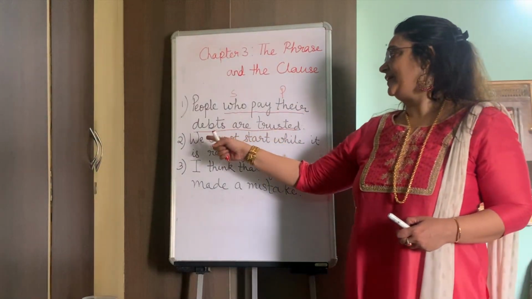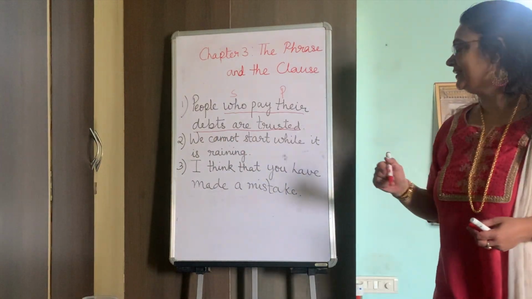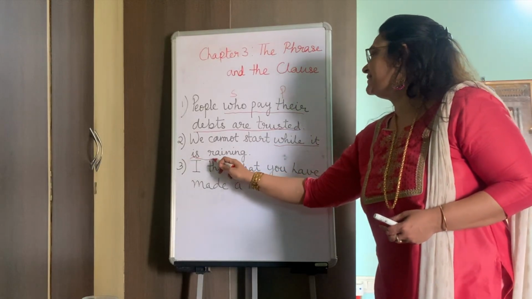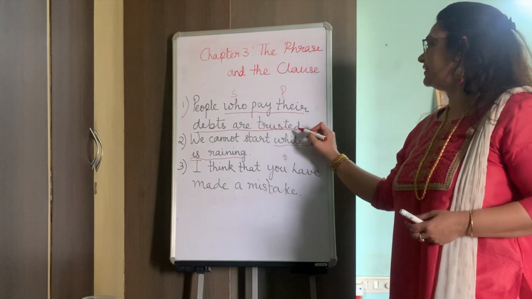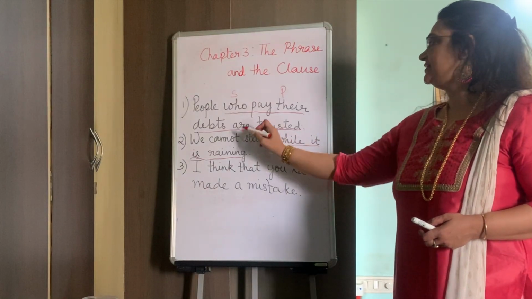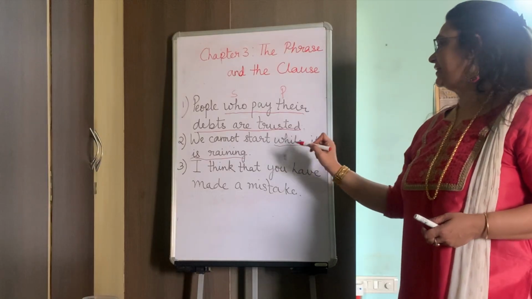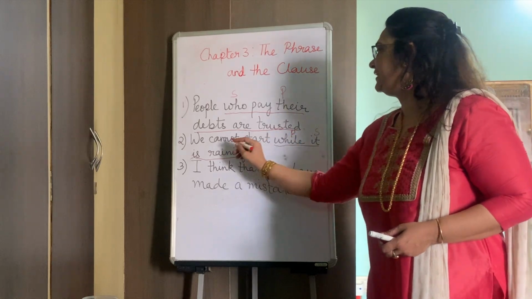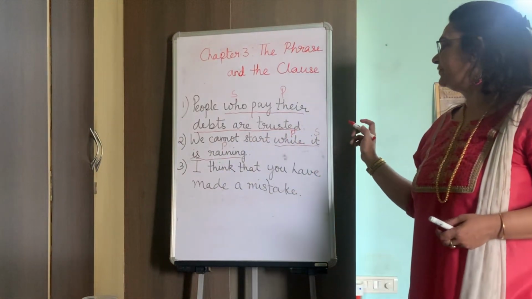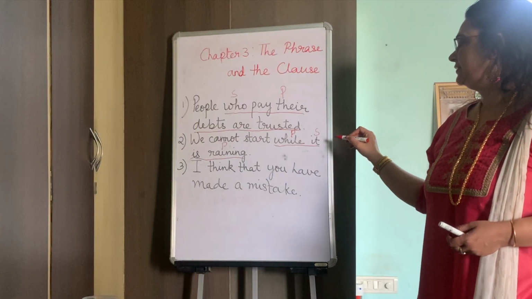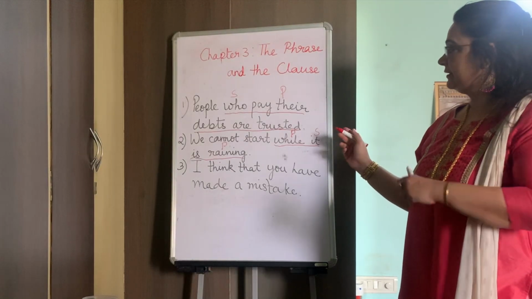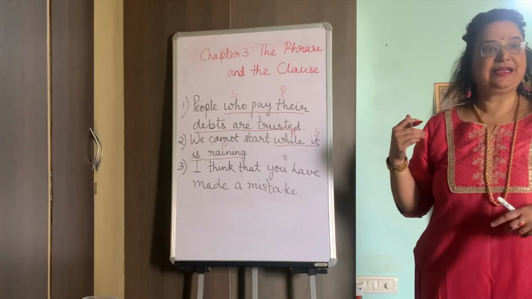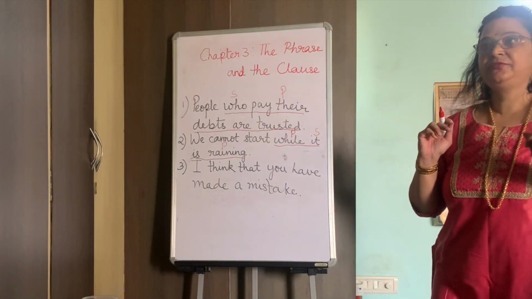Next one, second one. We cannot start while it is raining. While it is raining is a clause. It makes sense, it is raining. Here, while is a conjunction which is joining the two sentences. We cannot start while it is raining. And it is the subject and all the rest is the predicate. If the subject comes in between of a sentence, the words on the left side as well as on the right side will be the predicate.